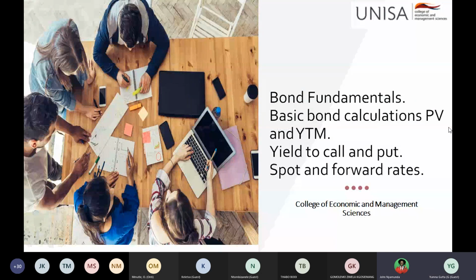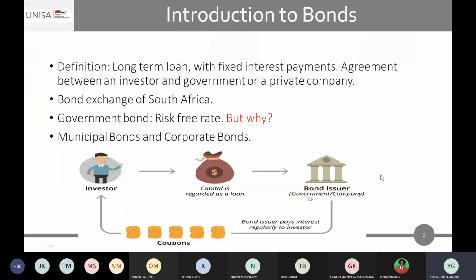Okay, so we have the introduction to bonds. Let's start off with what is a bond, with the definition. A bond is a long-term loan with fixed interest payments. It's an agreement between an investor and usually the government or a private company. Bonds are usually traded on a platform called the Bond Exchange of South Africa. And then you get different types of bonds. The first one which you'll hear quite frequently of is a government bond.